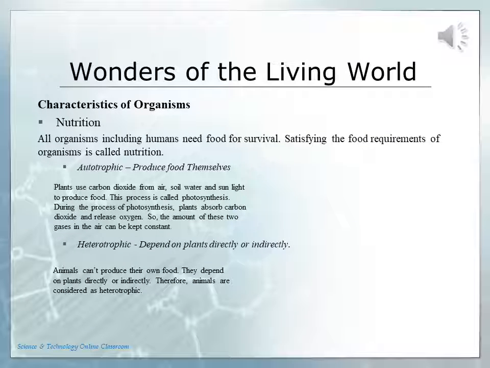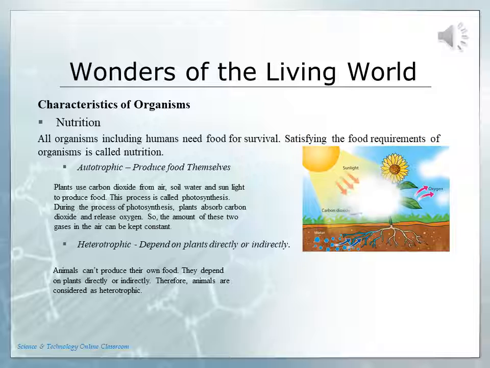Nutrition. All organisms, including humans, need food for survival. Satisfying the food requirements of organisms is called nutrition. Most green plants produce food within themselves. Hence, these plants are called autotrophic. They use carbon dioxide from air, soil, water, and sunlight to produce food. This process is called photosynthesis.